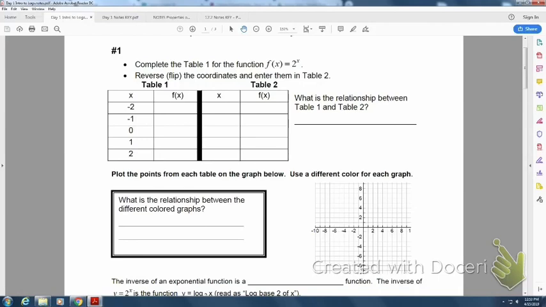Alright, so let's go through these first tables. Table 1, we're just completing it for 2 to the power of x. So 2 to the power of negative 2 is what? 2 squared is 4. So 2 to the power of negative 2 is what? Not negative 4. 1 over 4. 2 to the power of 1 is what? 2. So 2 to the power of negative 1 is 1 over 2. And then anything to the power of 0 is 1.